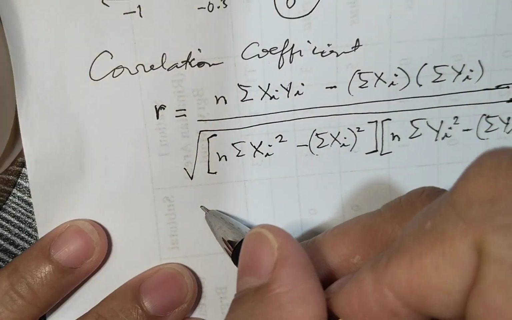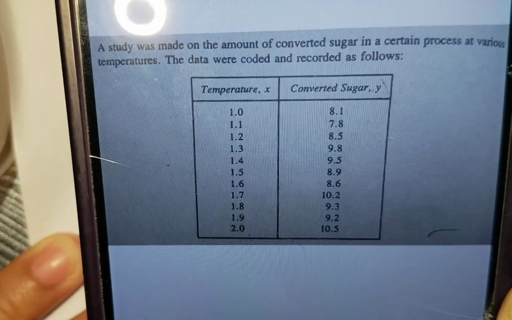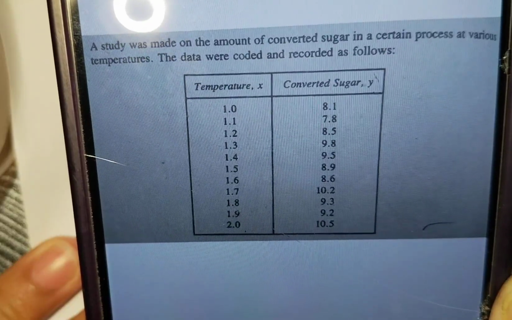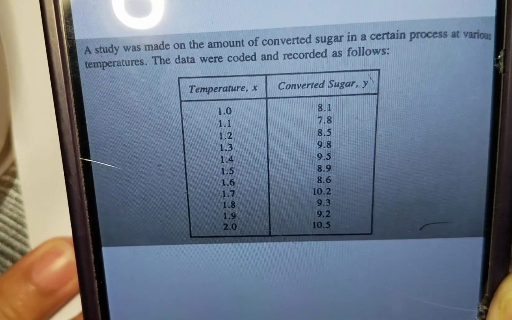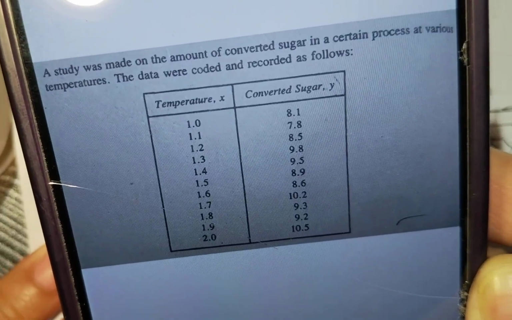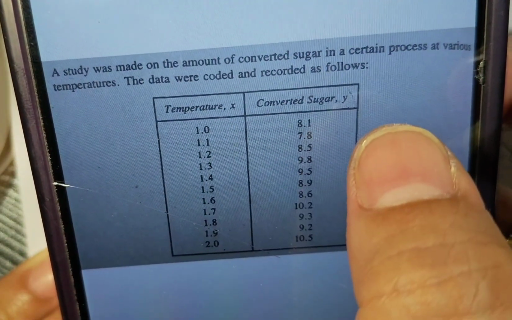Let's have your data. Asan yung data? Ganito, no? How many observations do we have? How many paired observations do we have? Bakit paired ang tawag dyan? Kasi we are actually looking at relationship of a bivariate variable. So, dalawa yan. So, for each process, kinuha yung temperature value and the converted sugar.